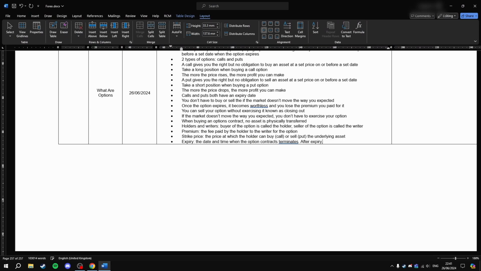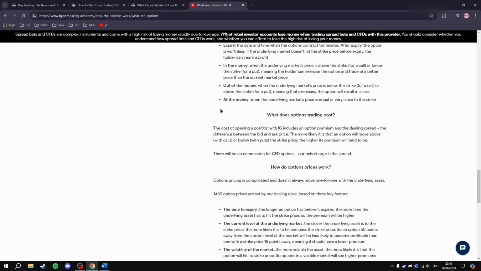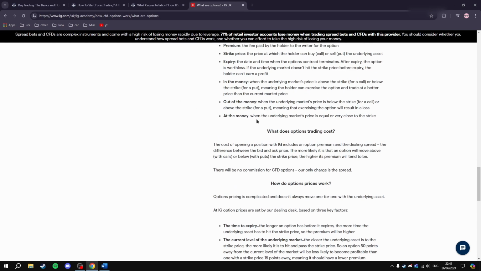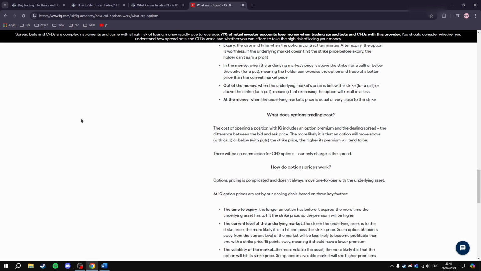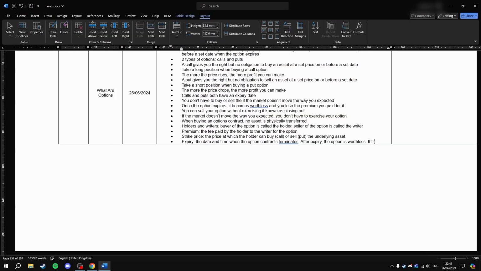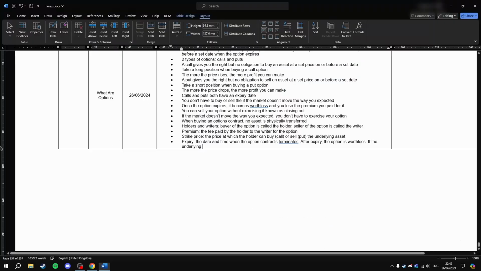After expiry, the option is worthless. If the underlying market doesn't hit the strike price before expiry, so it doesn't hit the price at which the holder can buy (call) or sell (put) the underlying asset, the holder can't earn a profit.